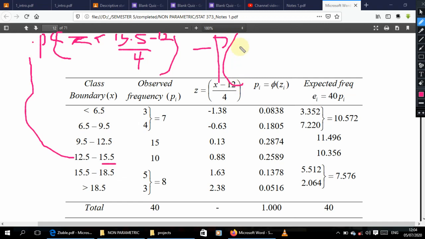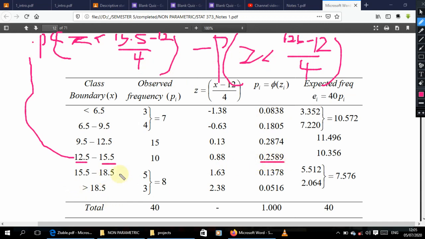Okay, so this is that minus probability that z is also less than this value, so you have 12.5 minus 12, all over 4. Okay, all over 4, bracket close. All right, so this will give you some value. Okay, so you go and look for z less than that value on the table. Okay, and then z less than this value on the table, and then you subtract, and that will be the probability which will be here.